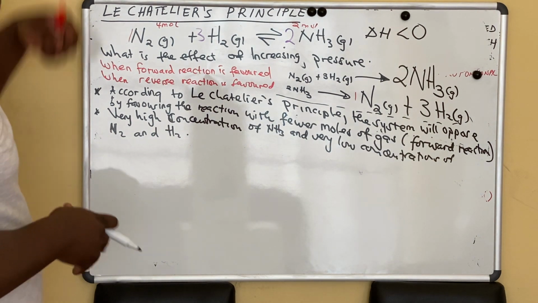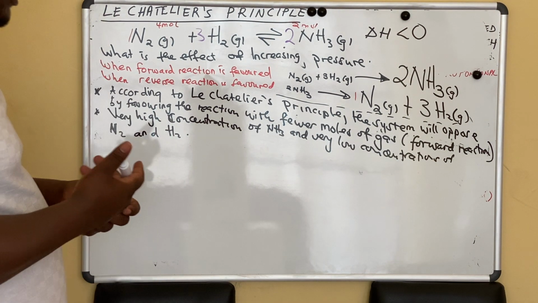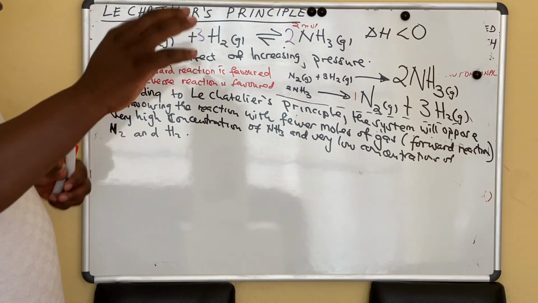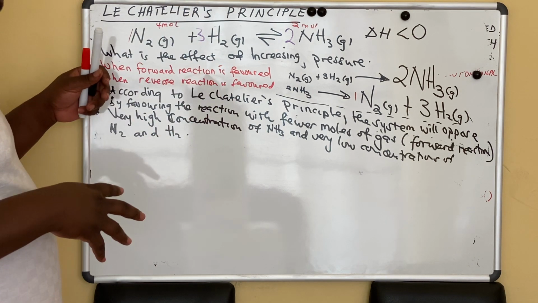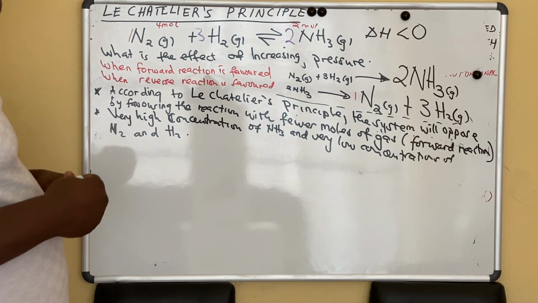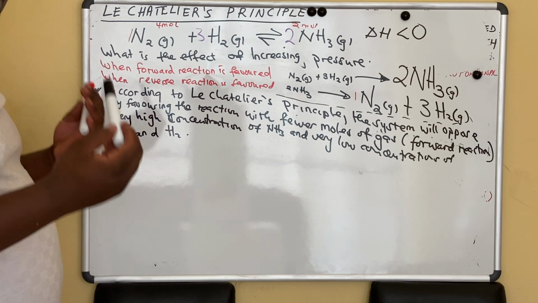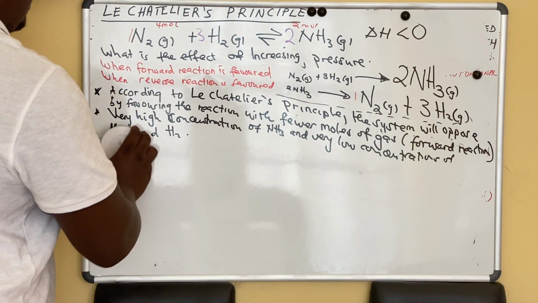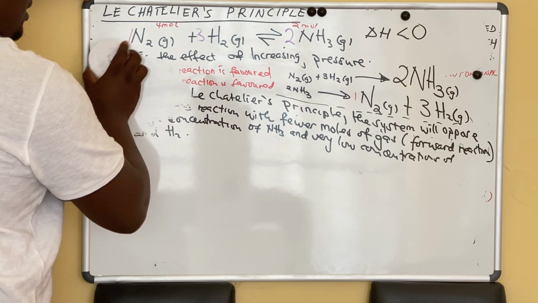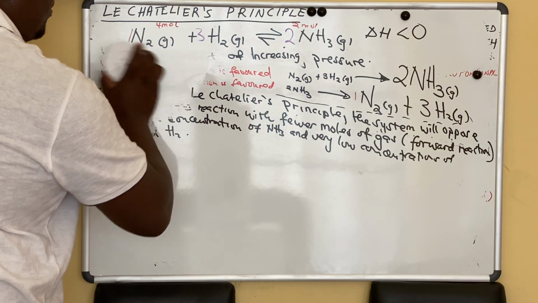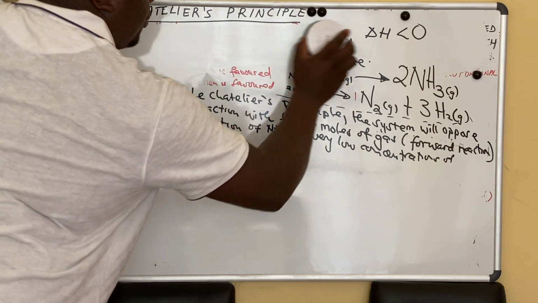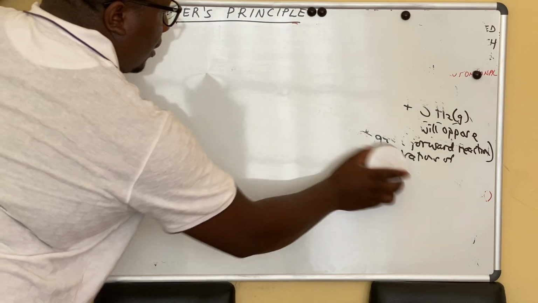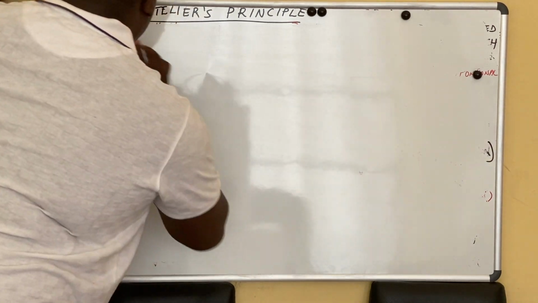I hope you understand how we apply Le Chatelier's principle on pressure. So you just look at whichever equation they give you, and then you look at which side is having more moles of gas, and then you take it from there. I hope you guys understand Le Chatelier on pressure. Now let's look at Le Chatelier on temperature. But for Le Chatelier on temperature, let us perhaps use a different equation.